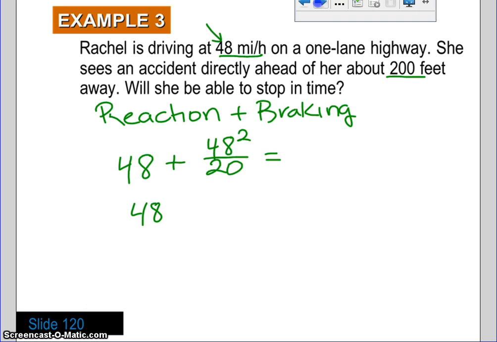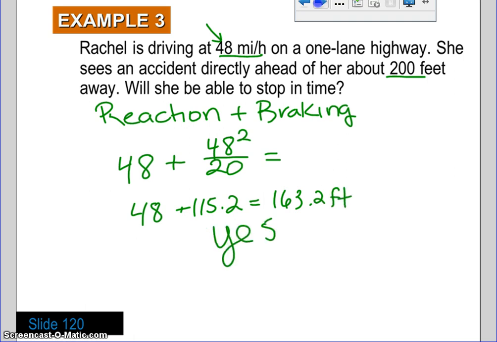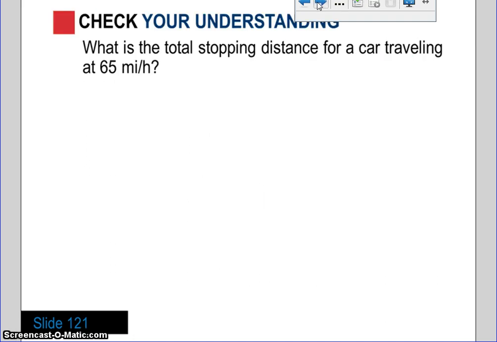So looking here, I've got 48 plus 48 squared divided by 20, which gave me the 115.2. I saw that from the last example. So it's going to be a total stopping distance of 163.2 feet. So the answer is yes, she will have time. Please press pause, solve this, come back when you're ready. All right, let's see how you did.